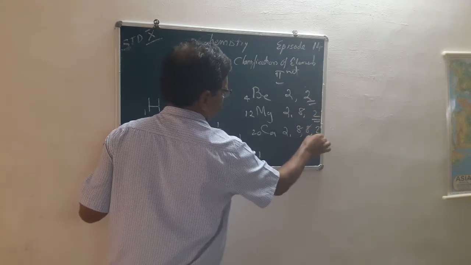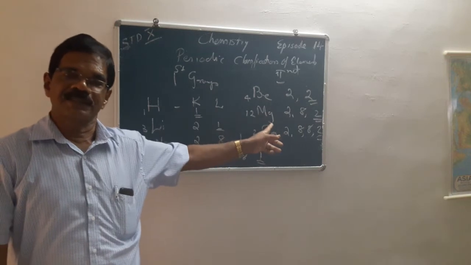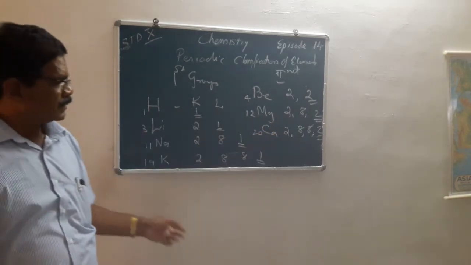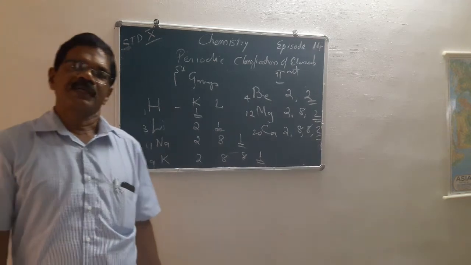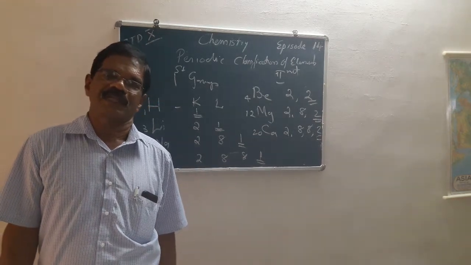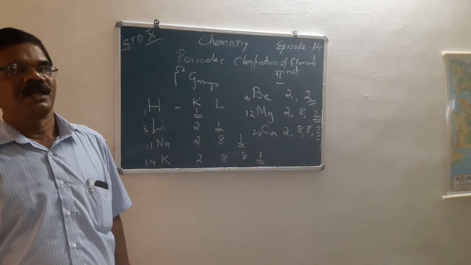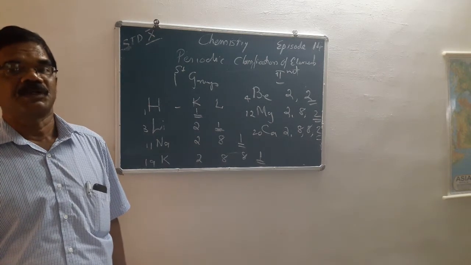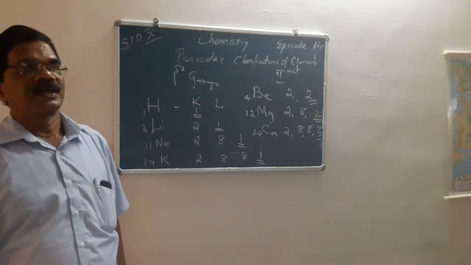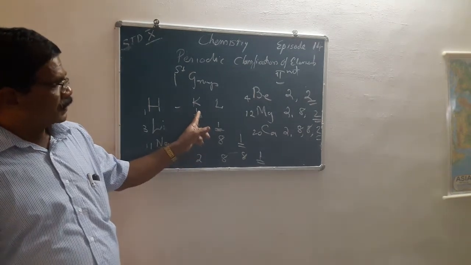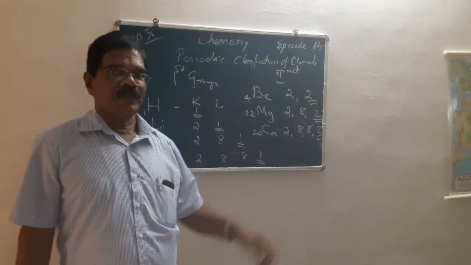What is the peculiarity of the second group elements? They have two electrons in the outermost shell. What is the name of the electrons in the outermost shell? In the lower classes you have studied this. The electrons in the outermost shell are known as valence electrons. So, how many valence electrons do the first group elements have? Only one. The second group elements have only two.